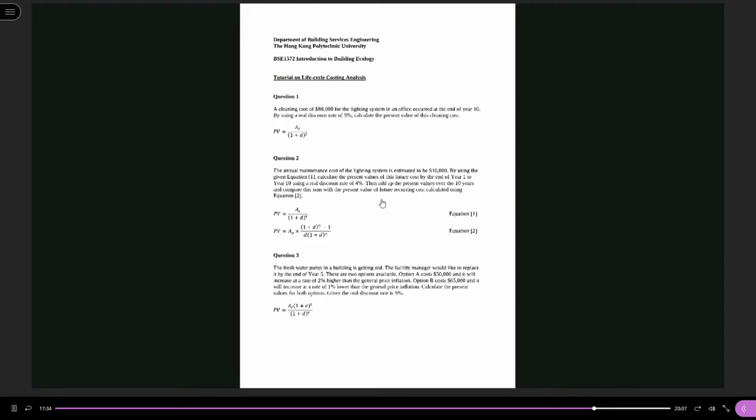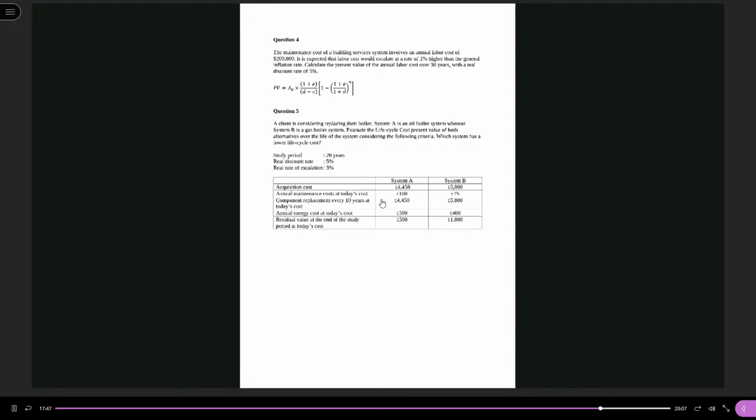This time A0 is 500, and we have the same E, D, and N. The residue value, $500 after 20 years, will be the same as $340 today. For the one-time cost, the equation will be this one. We use this equation for one-time costs, and for recurring costs, we use this equation.